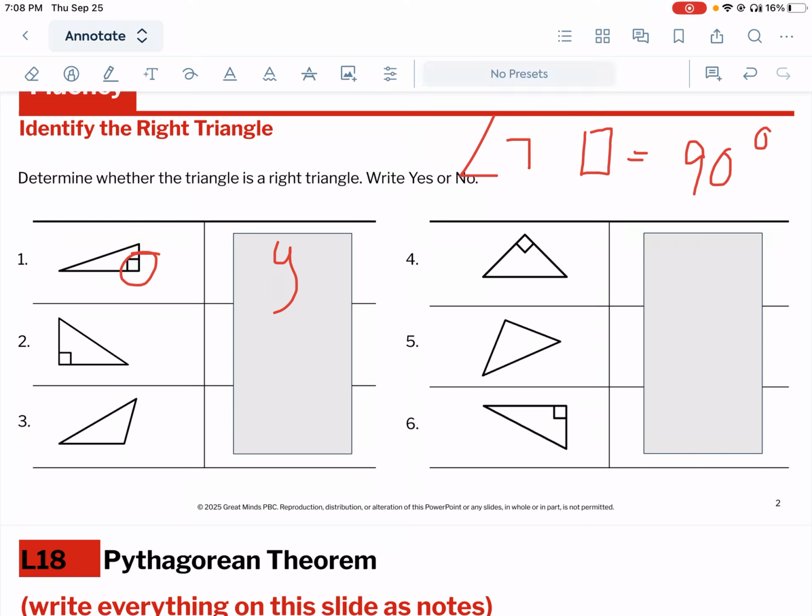Pause if you need to complete this particular warm-up. When you're done, come right back.